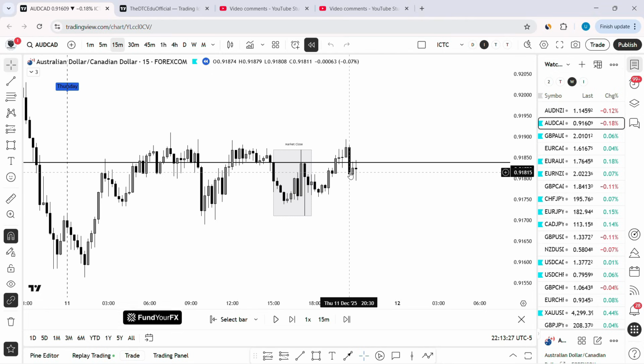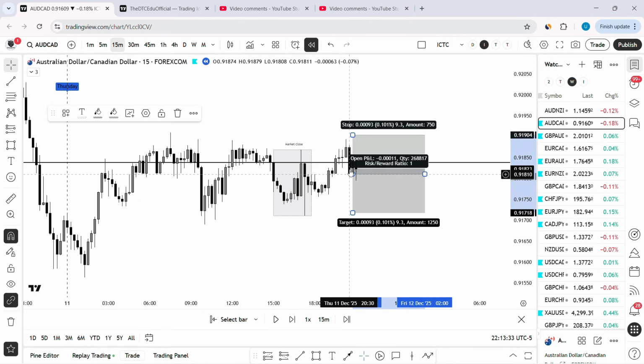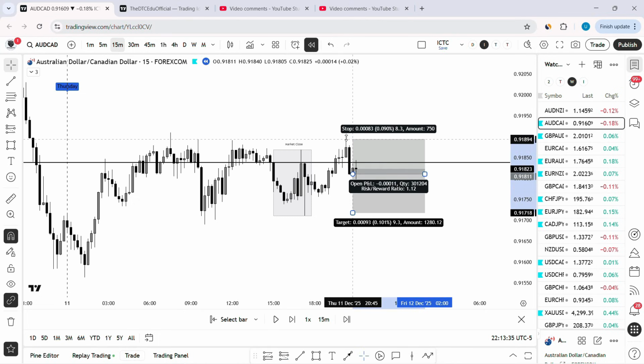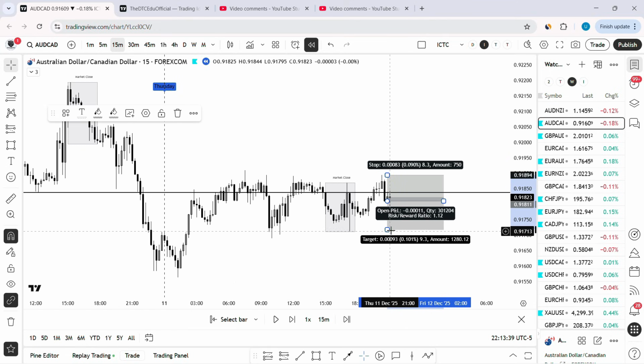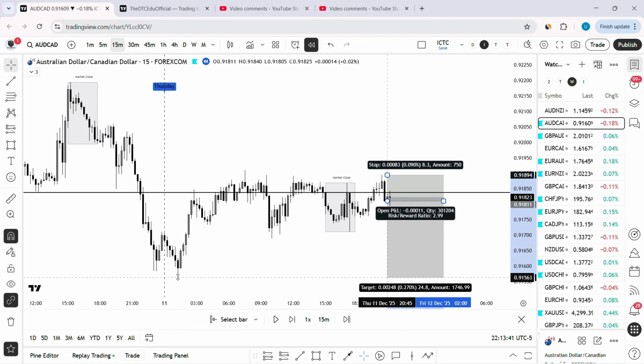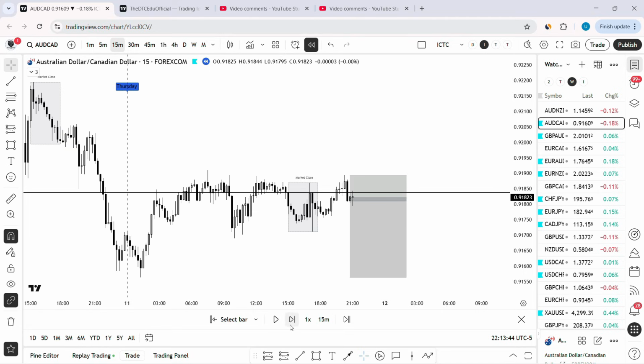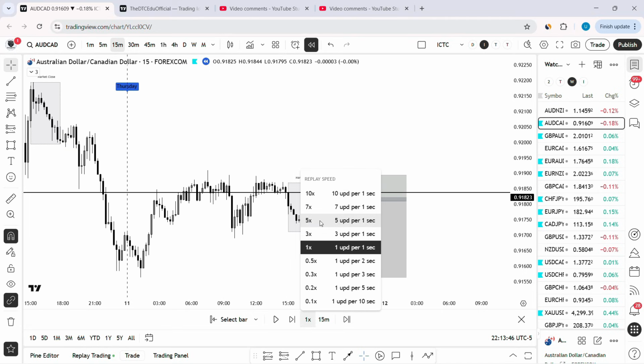So this candle confirms both conditions, and we can enter a sell trade at the closure of this candle. We will put our stop loss at this level and we will target this previous day's low. Now let's run this and see how it performs.